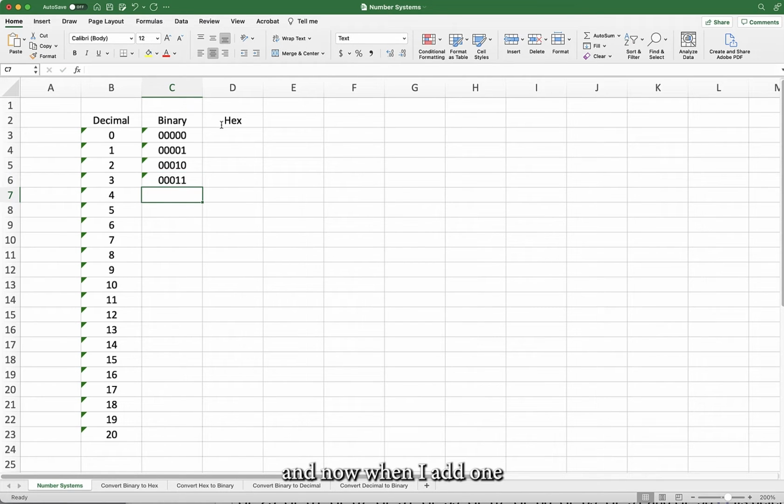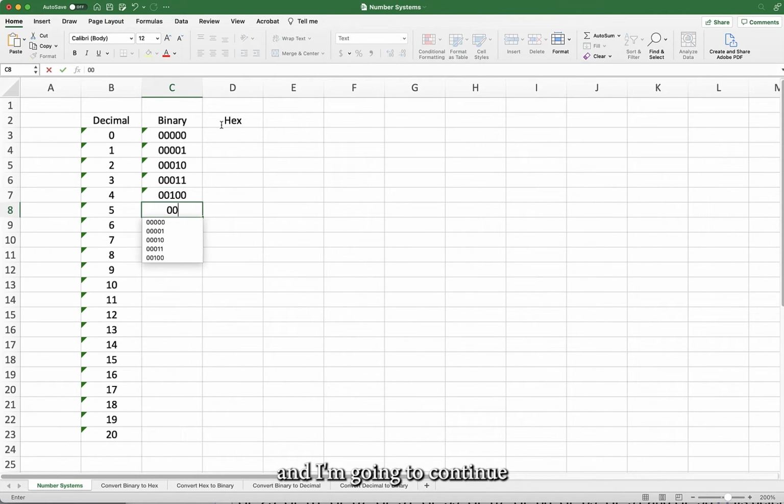And now, when I add 1, again, I'm exceeding the base. So 1 plus 1 is 0 carry 1. 1 plus 1 is 0 carry 1. And I'm going to end up with this as representing 4, meaning I've got 1 unit of 2 squared. And I'm going to continue counting in this fashion.